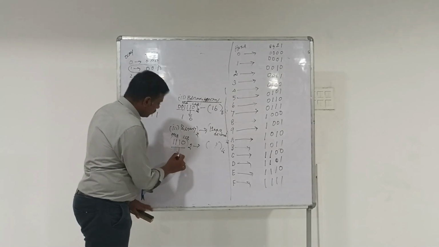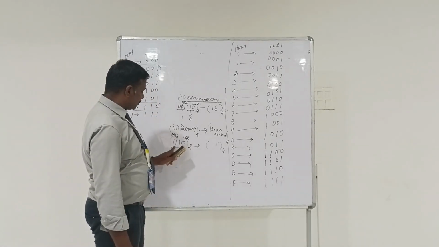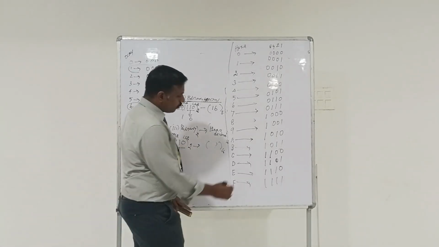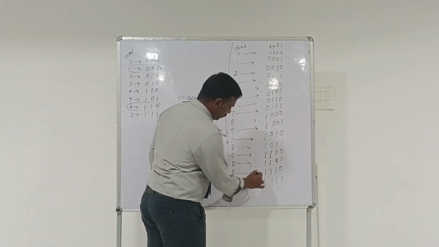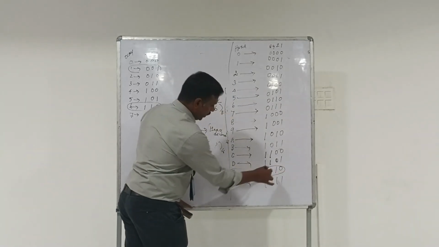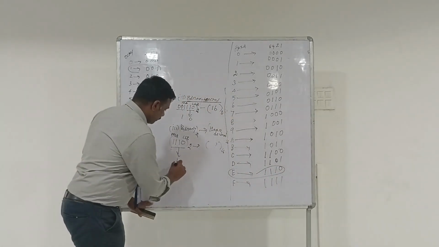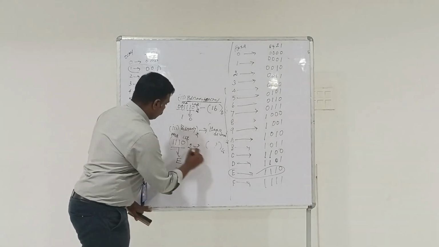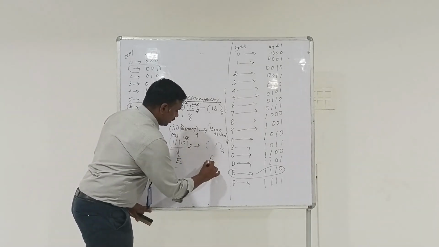Okay, so what is the hexadecimal value for this? This is 1110. It's E. So E is my hexadecimal value. So for this binary, the answer is E.